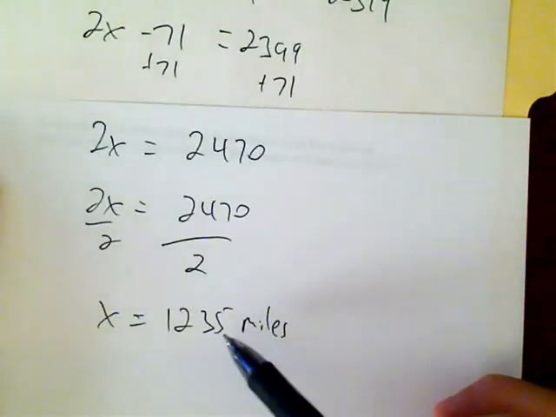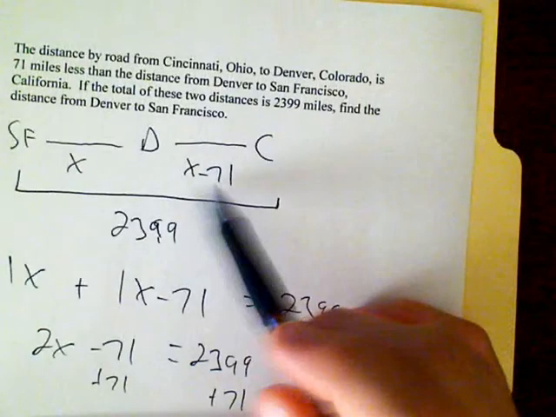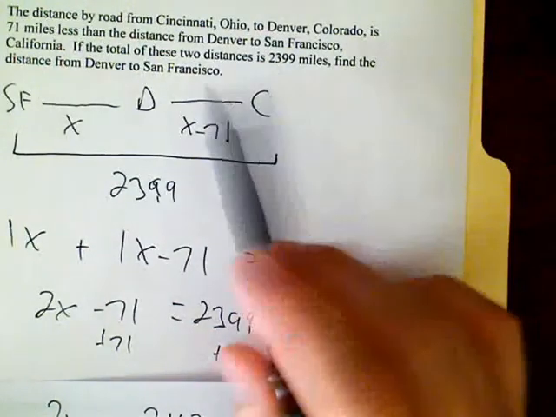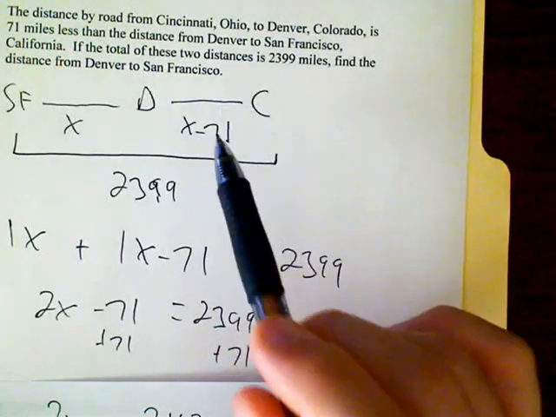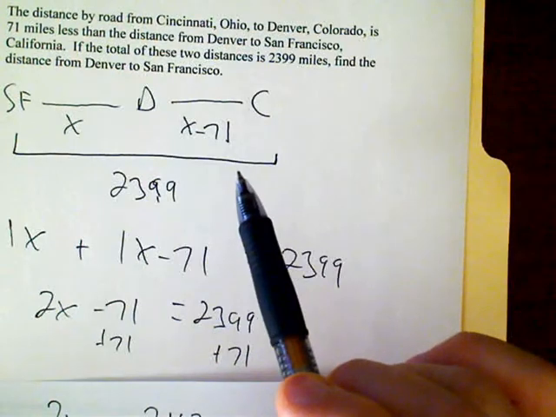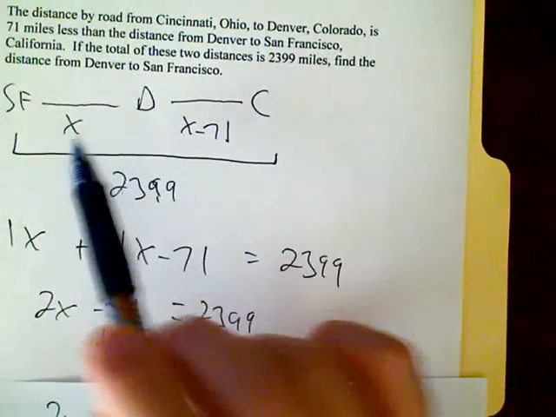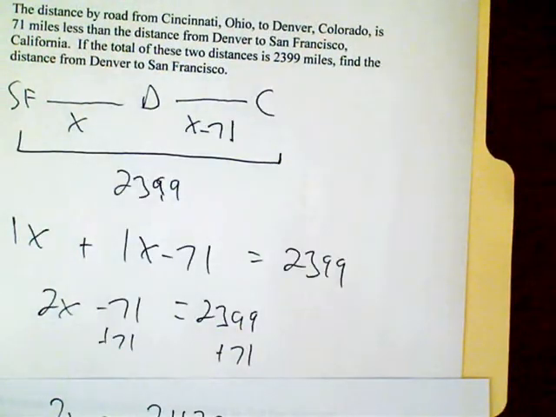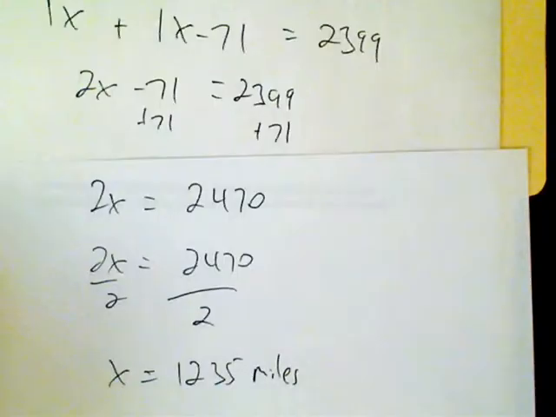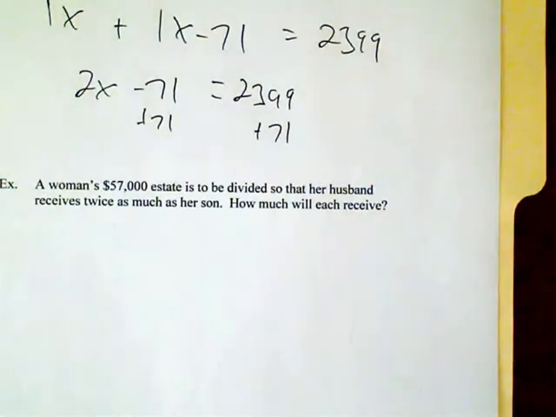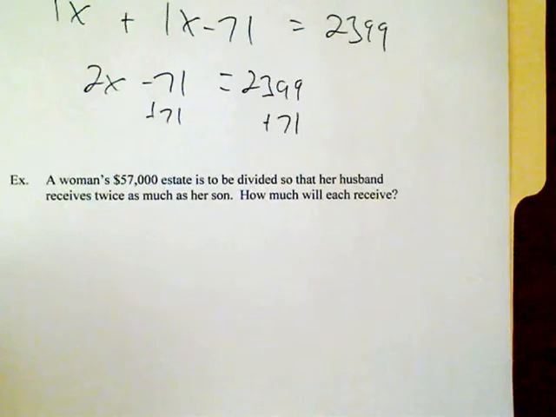Now if it asks for the distance from Denver to Cincinnati, we would have taken our x, 1,235, and subtracted 71 from it. That's why I had to go back up here, to make sure that I was answering the correct question. So that's why these little diagrams, these little figures can be really helpful. They can solve a lot of problems for you.